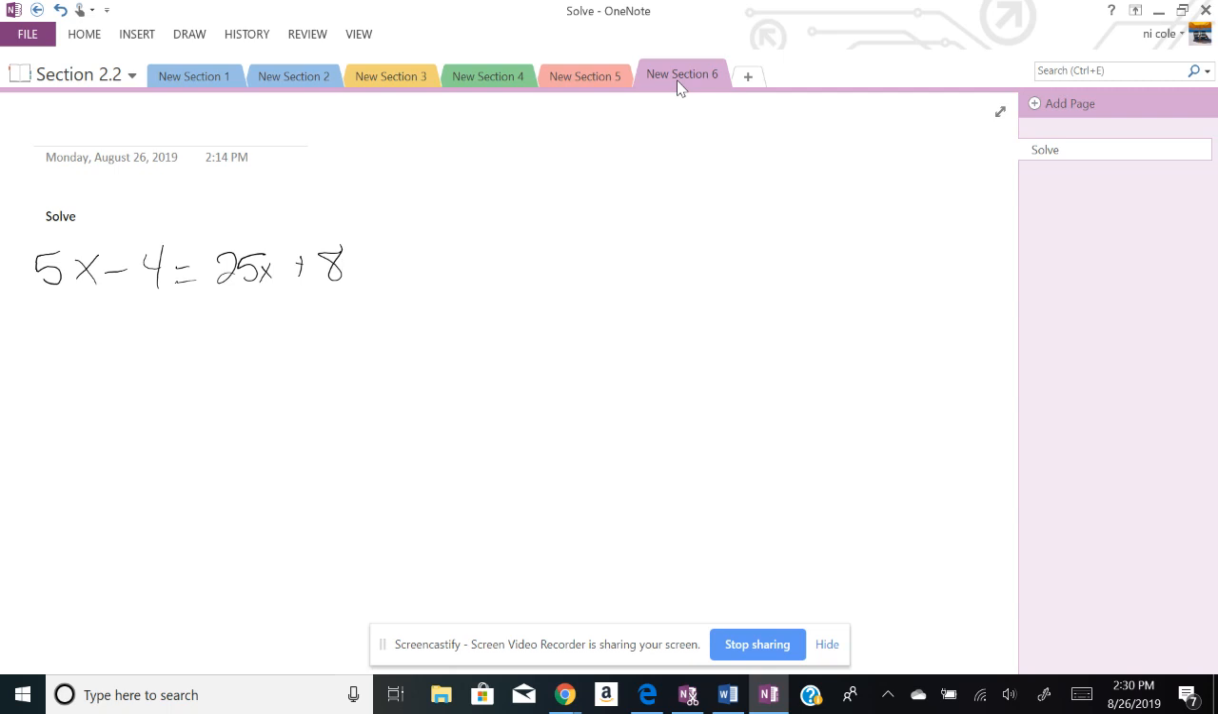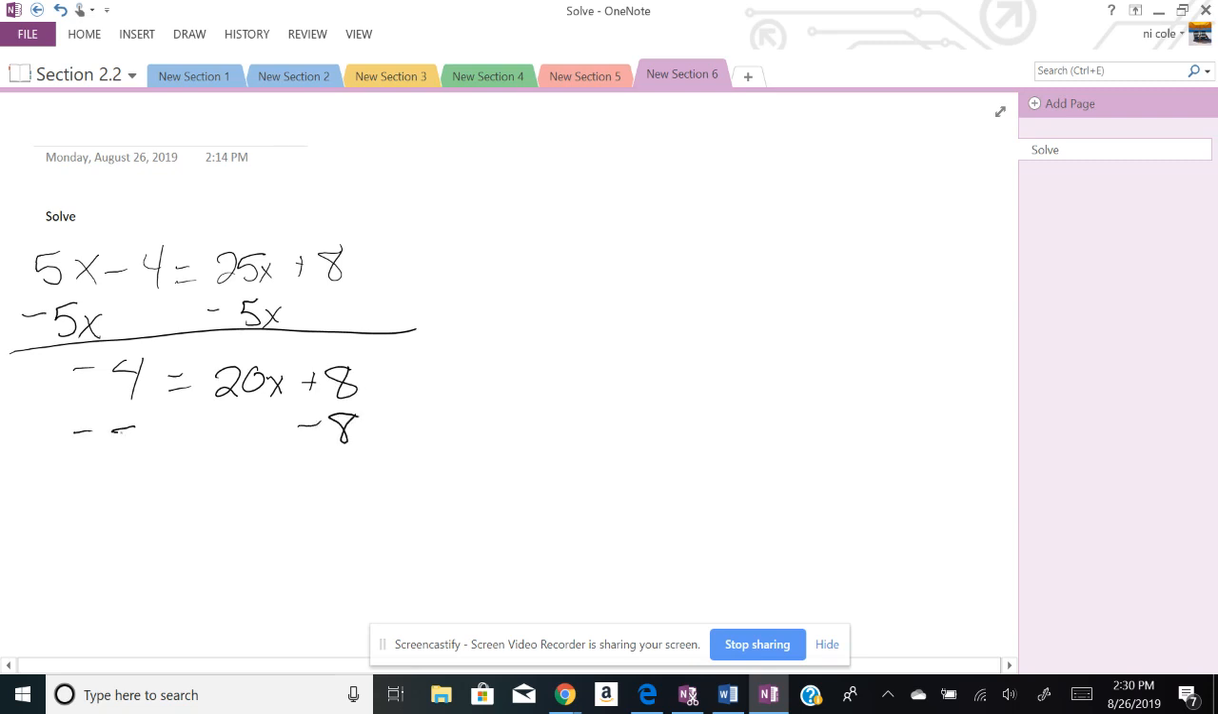Okay, what about this problem? Okay, so here we go. I need to get x's all on one side. I'm going to keep my x's positive, so I'm going to subtract 5x. So that gives me negative 4 is equal to 20x plus 8. Now I need to get rid of that 8, so I'm going to subtract 8. That gives me negative 12 is equal to 20x.